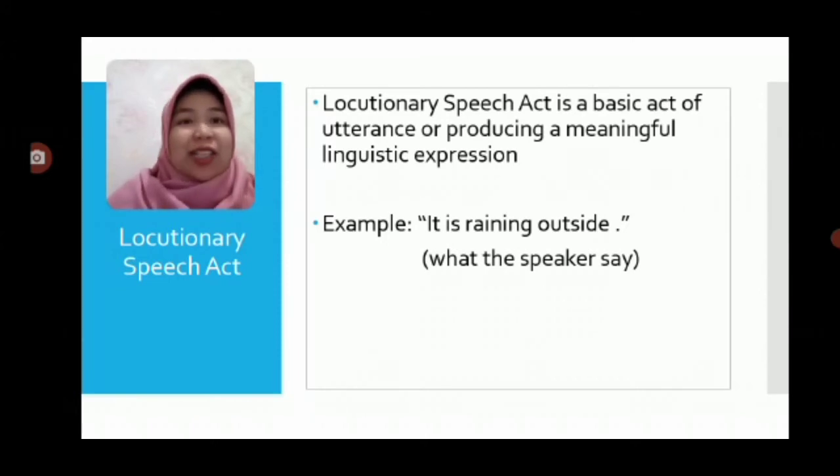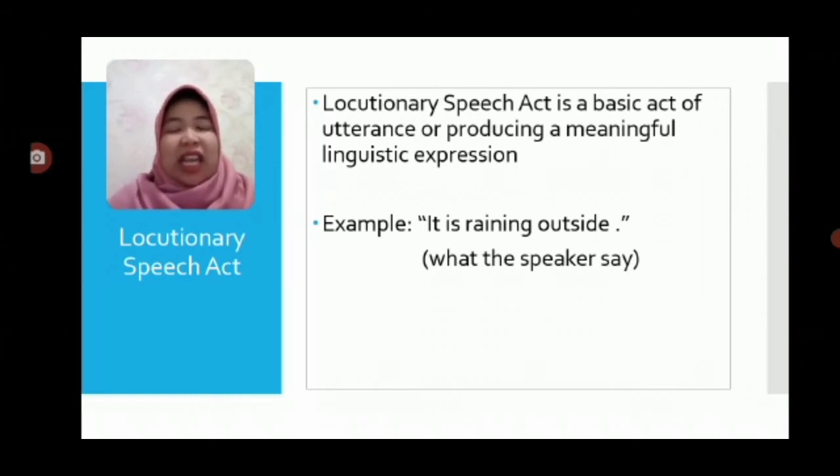There is an example of locutionary speech act. It is raining outside. What the speaker says. The utterance, it is raining outside, is producing a sentence, the meaning of which is based on a reference to a particular raining and outside. There is the literal meaning. It is a locutionary act. A speaker must produce the words clearly in order to deliver the intended meaning of the message.